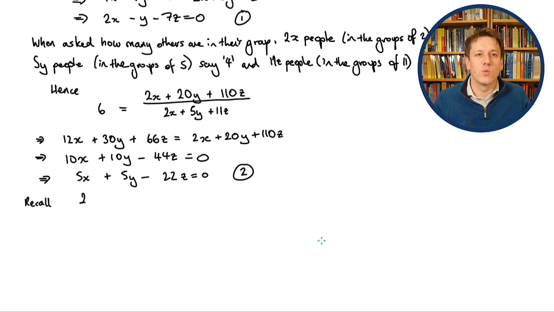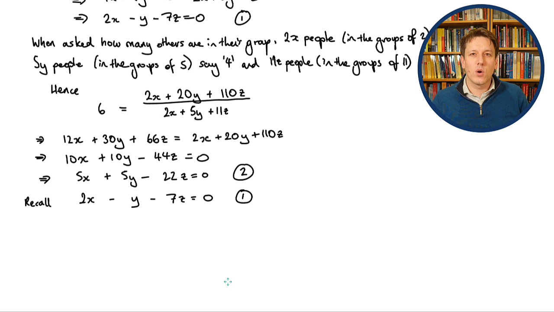And if we just put 1 back on the screen next to equation 2 here, we've got these two equations that have come from those two different conditions that we can now work with. And remember, the goal is to show that x plus y plus z is a multiple of 27.